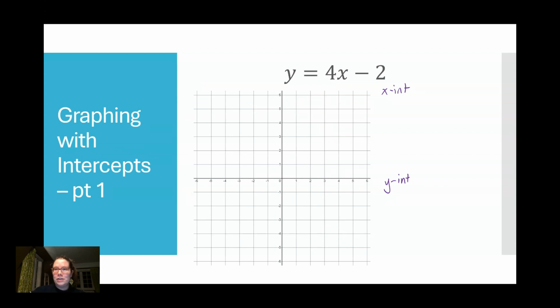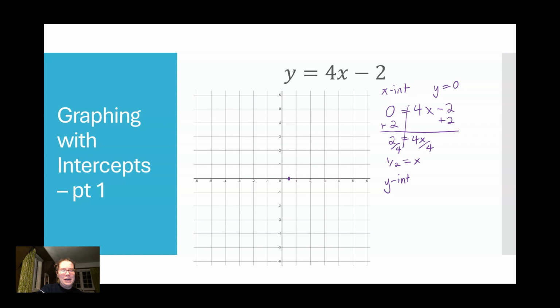To find the x-intercept, we're going to plug in 0 for y. We put 0 in and try to get x all by itself on one side of this equation. When we do that, we get 1/2. So we're going to go to 1/2 on the x-axis and put our little dot. It's not going to be perfect, I'm estimating, right there.